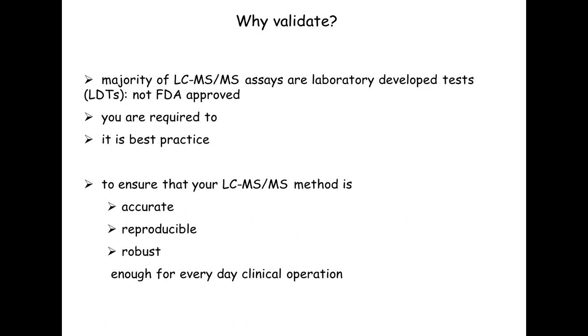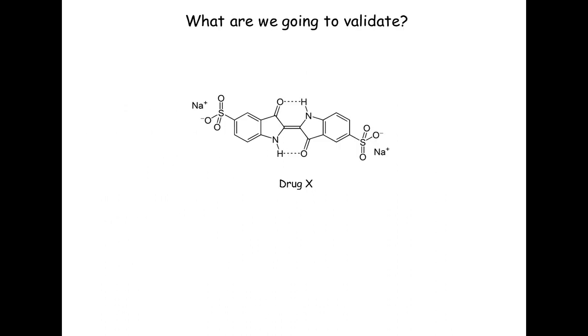It's also best practice to validate your method, and the reason for this is that you really want to ensure that your method is accurate, reproducible, and robust, so that it's not affected by small variations in things like new mobile phase or chromatography columns, room temperature fluctuations, or if a different technologist runs the instrument. Think about it, if you're participating in some kind of study over time where a patient is being monitored, for example, you want to know that any change in results is due to some clinical reason and not because of your method.